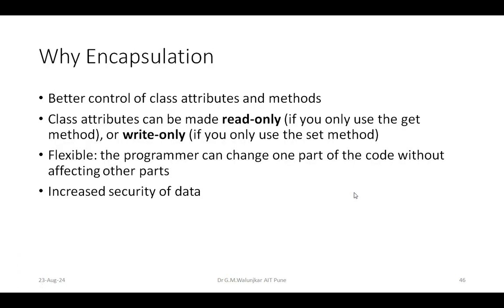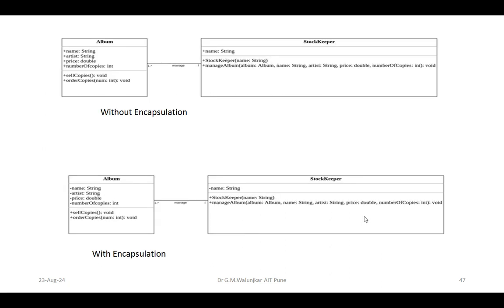So why is encapsulation required? Better control of class attributes and methods is possible through encapsulation. A class attribute can be made read only or write only as per the need using get and set methods. To provide flexibility, the programmer can change one part of the code without affecting the other parts. Encapsulation is useful and it is going to provide enhanced security to your code.